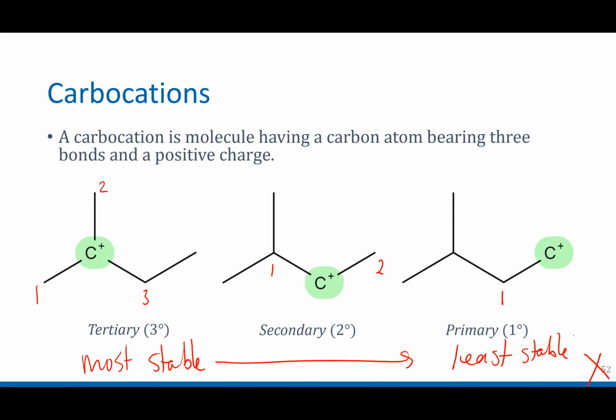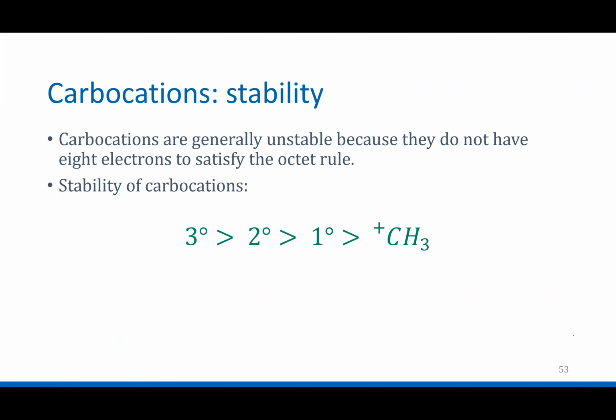Stable meaning, I hate to humanize these chemicals, but most comfortable. I don't want to say happy, but it's more stable, more comfortable. It's structurally more energetically favorable, we could say. So carbocations are generally unstable because they don't have that octet rule. So the stability of carbocations here would go tertiary, secondary, primary, and then this is a different example where it's not bonded to any other carbons.